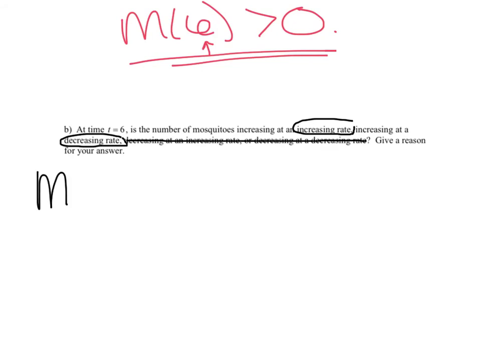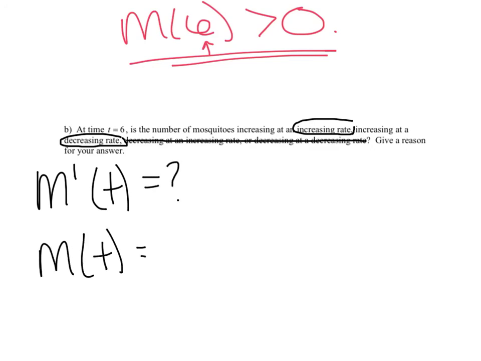So I am now looking for m prime of t. So I'm going to restart my function with m of t. And this one's a little sneaky. There's a little bear trap in there, so be careful. My m of t function was t squared sine of pi over t. Now, you might be thinking that doesn't really look any different.